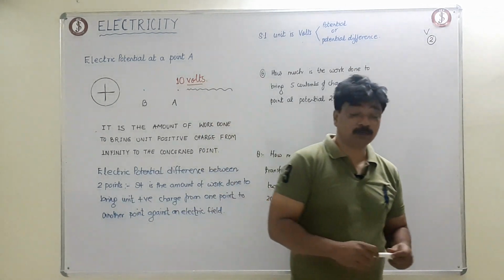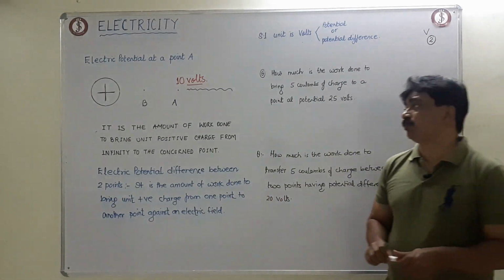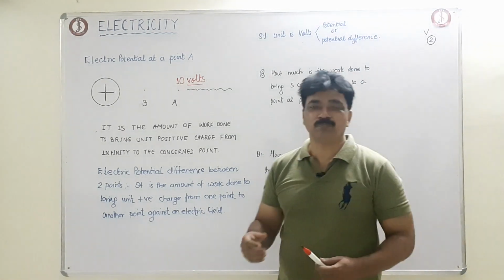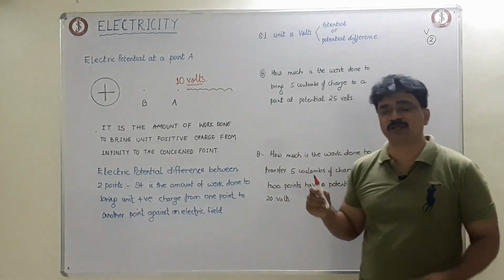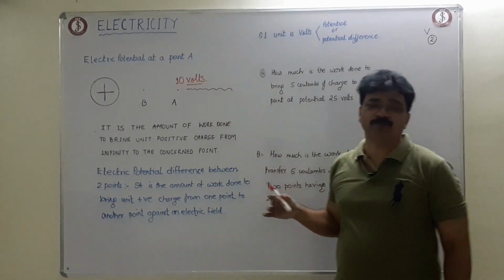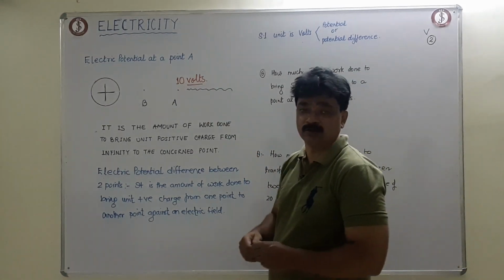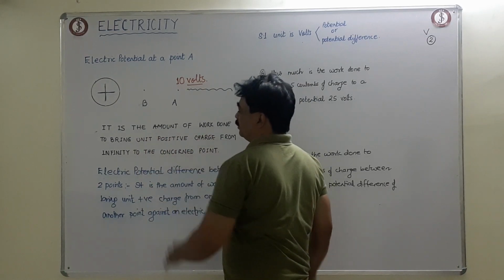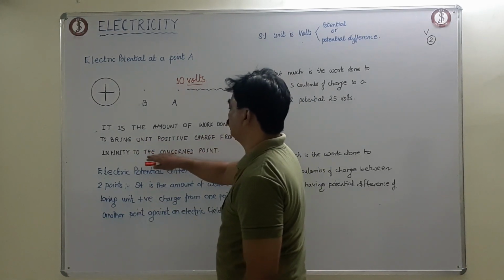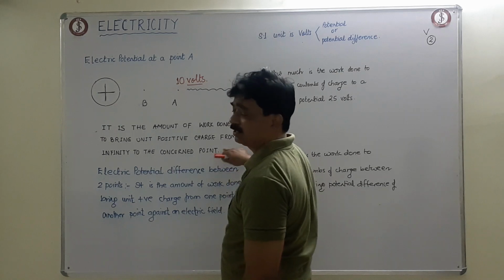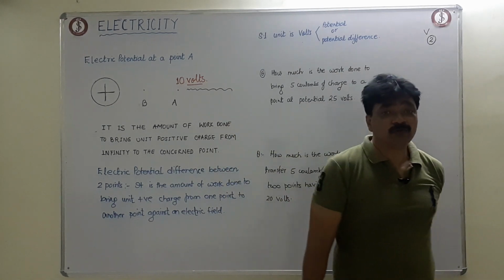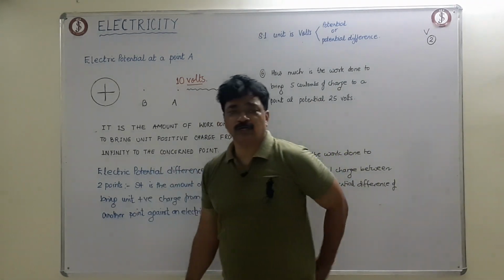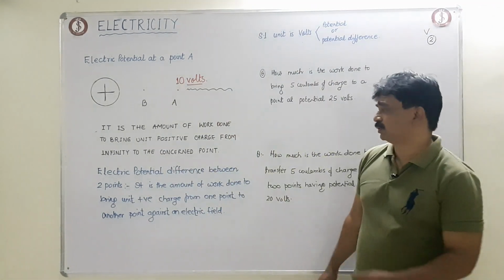You have to understand it the other way. If I say the potential of point A is 10 volts, what do you mean by this? Then you can simply say if I bring 1 coulomb of charge from infinity till A, I will have to do 10 joules of work against the electric field. See, it is the amount of work done to bring unit positive charge from infinity to the concerned point. You have to add over here, against an electric field. We take positive field as reference, it's just by convention, when we talk about electricity. So this you have understood.